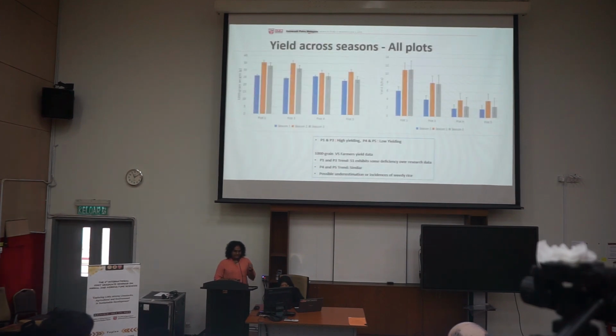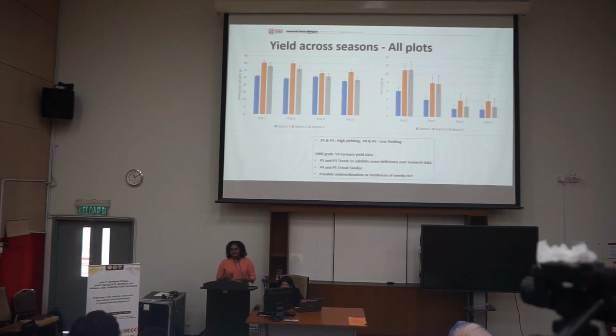And for the yield data, on the left-hand side is research data. So we've collected the yield grain data. You can see plot 1 and plot 3 are the high yielding plots. However, on the right-hand side is the yield data given by the farmer. But you can see it varies and it's different.